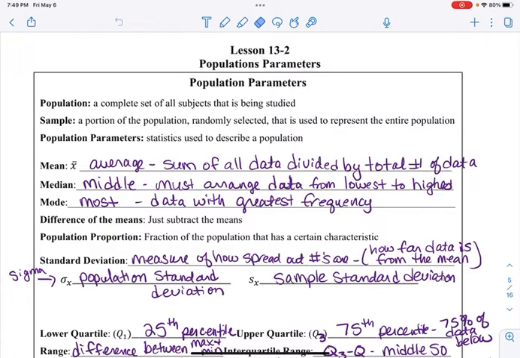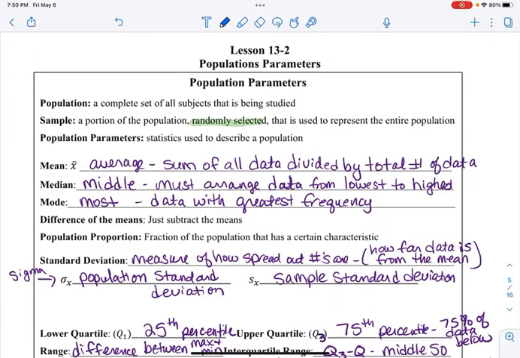So if I wanted to do a study on the 11th graders in the Central Islip High School, then that would be my population. If I wanted to do a study on infants, infants would be my population. A sample is a portion of the population that's randomly selected, and that's key, randomly selected, that is used to represent the entire population. Sometimes it's not feasible to ask everybody a question or to have everybody participate in an experiment, so you use a sample, but it needs to be random.